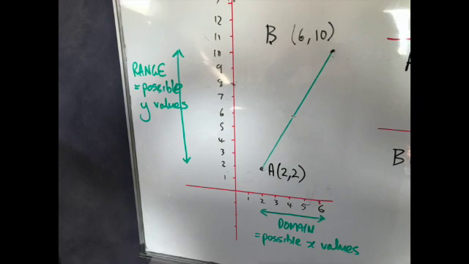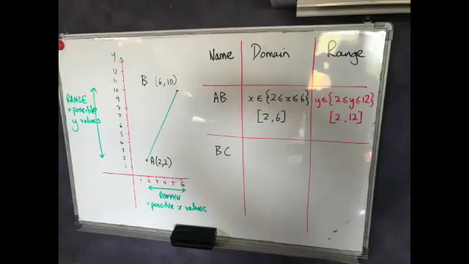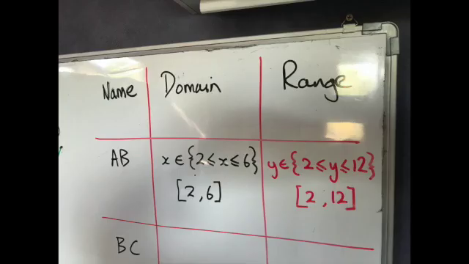So as I said, draw up a table of values, and in the first column you can have the name of the line you're talking about. I've just done the first one as an example here with the line AB, and then I'm going to write down the domain. X is between 2 and 6, and I'm going to write it in the two types of notation. Don't forget that the first one reads x is an element of, and then it's the set of values where x is greater than or equal to 2 and less than or equal to 6.